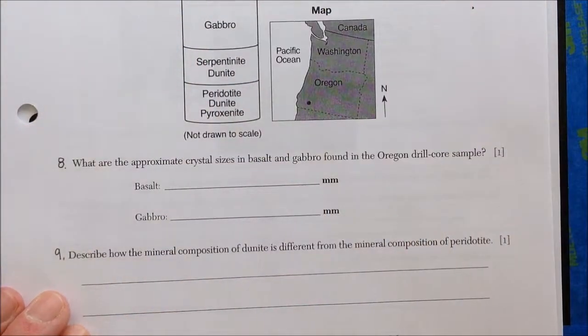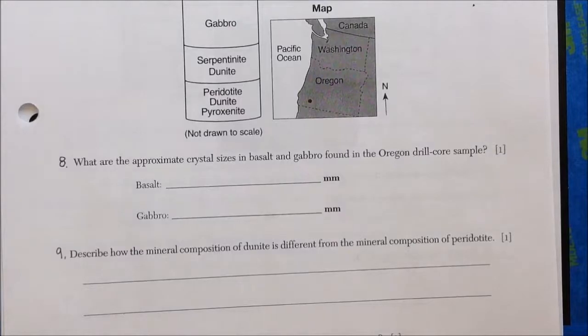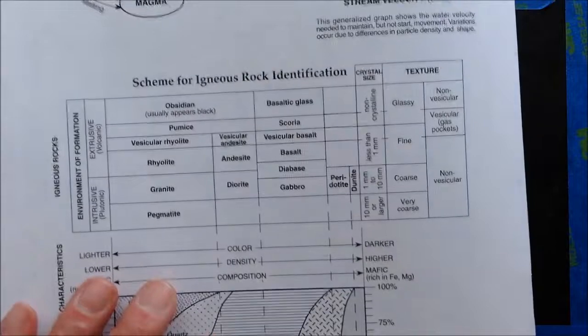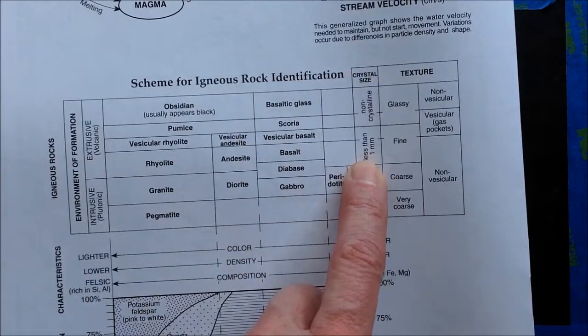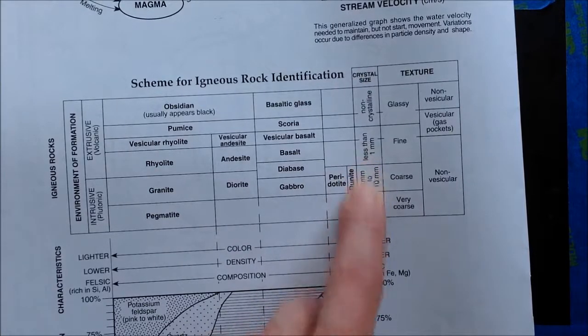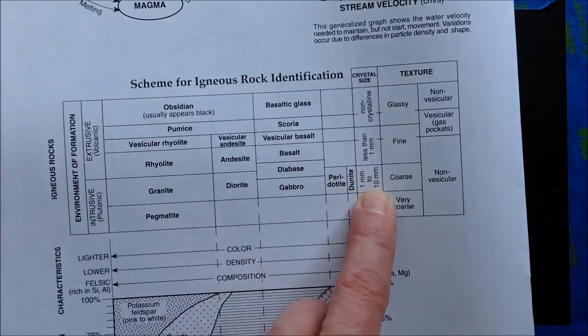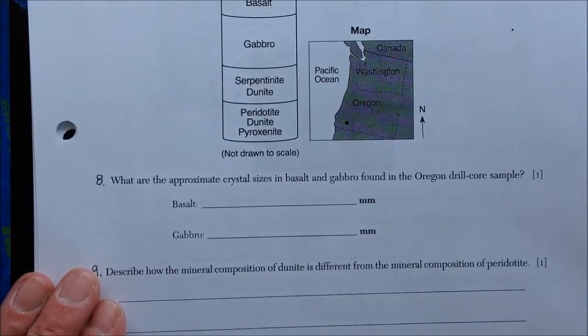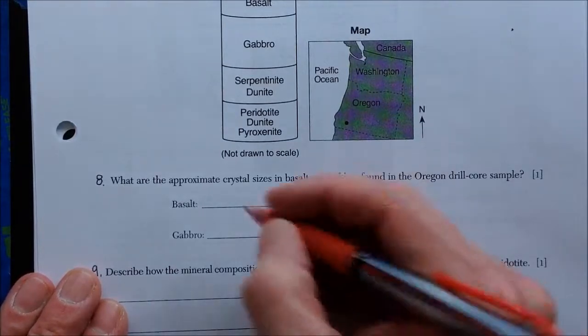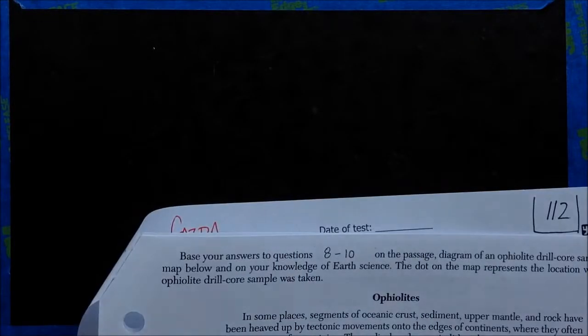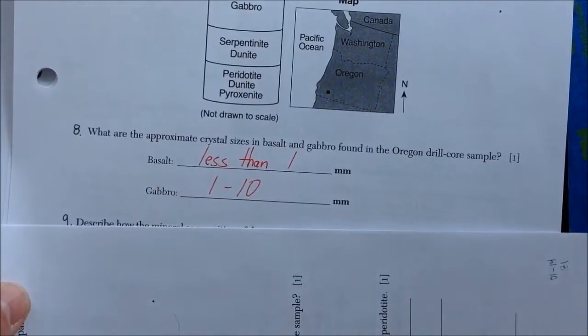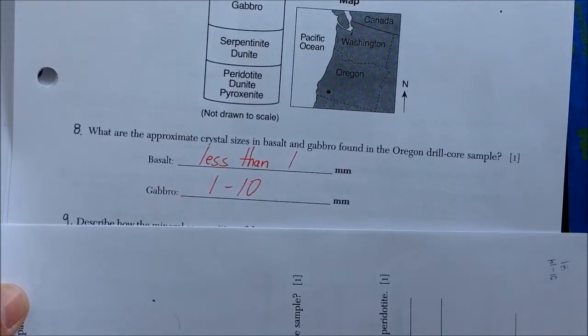So it's just a diagram there, but you want to get the crystal sizes. You need to go to the reference table, be able to recognize that those are igneous rocks, find them here, basalt and gabbro. So crystal sizes here, and you see your answer key has them listed with millimeters there. So basalt is that, and gabbro is this. What I had for basalt was I had written this, less than 1, and gabbro 1 to 10 millimeters.